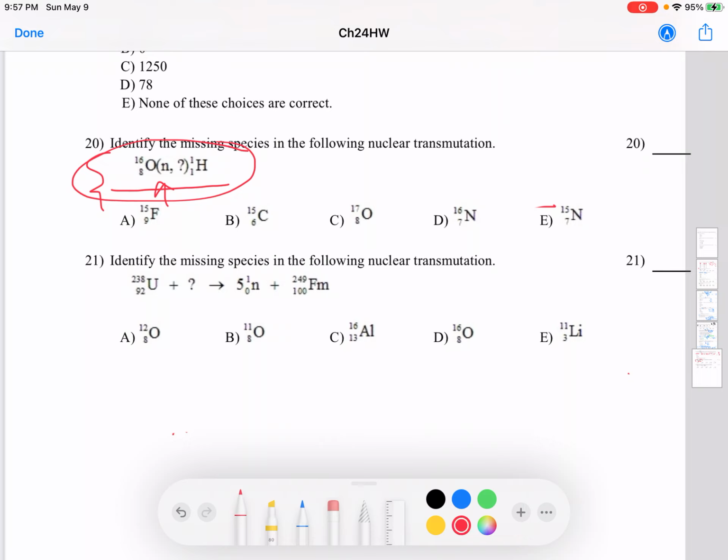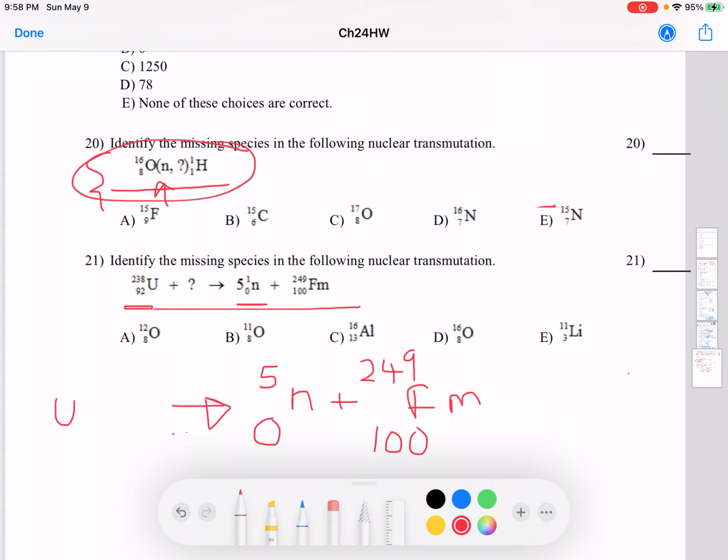Identify the missing species in the following nuclear transmutation. Now it is given in the expanded form here. Again, it's quite simple. You have 92 here, and there are 5 neutrons over here. Remember, pay close attention that there are 5 neutrons. If it is 5 neutrons, you can consider there is 5 times 1, so 5, and the charge is 0. And from this side you have Fm 249 and 100. Then this side is going to be 238, 92.